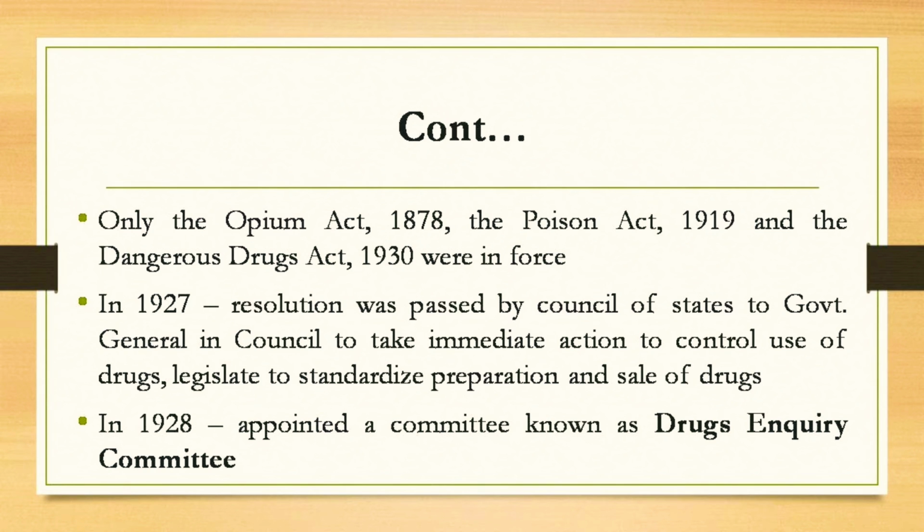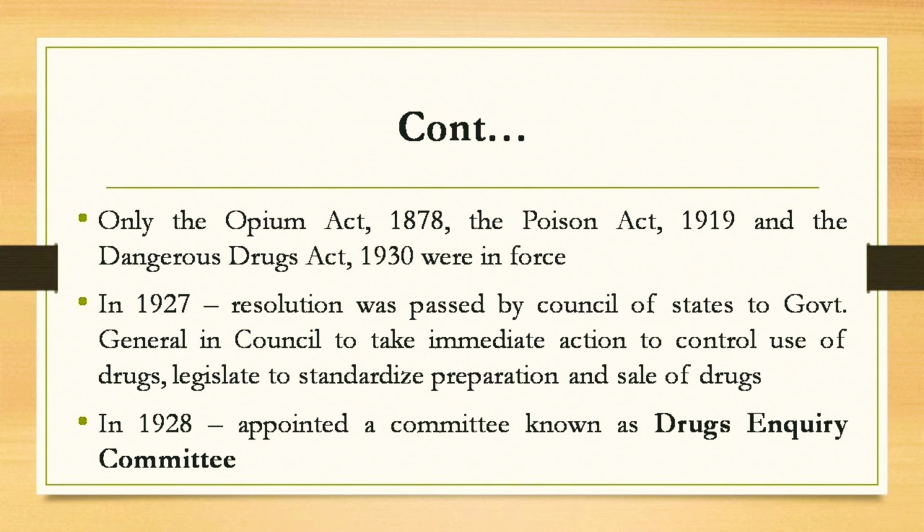But in 1927, a resolution was passed by the Council of State to the Governor General in Council. So by whom was it passed? It was passed by the Council of State, and to whom? To the Governor General in Council. This resolution was passed to take immediate action to control the use of drugs, and to legislate to standardize the preparation as well as the sale of drugs.